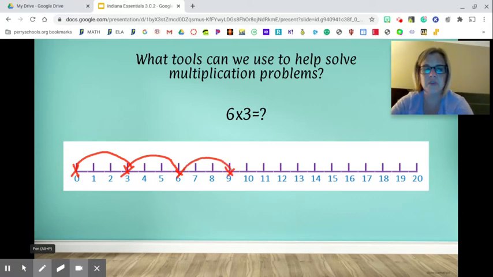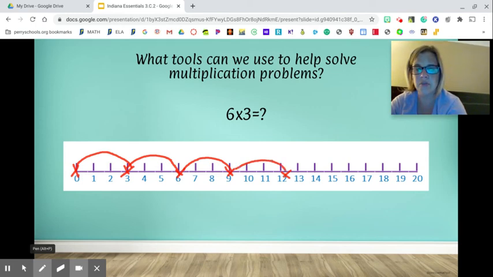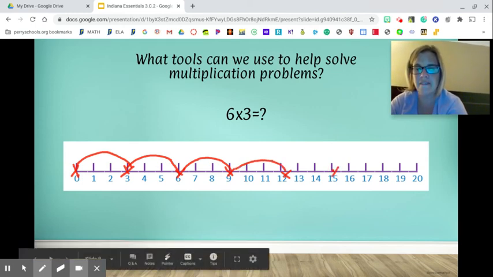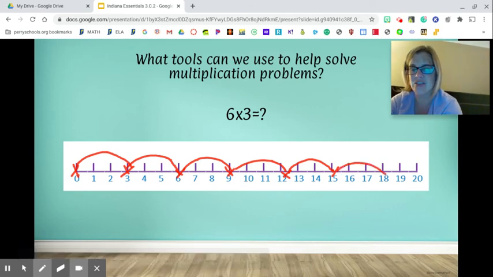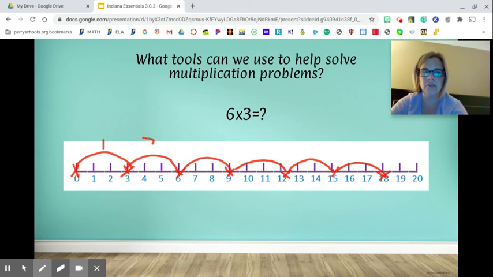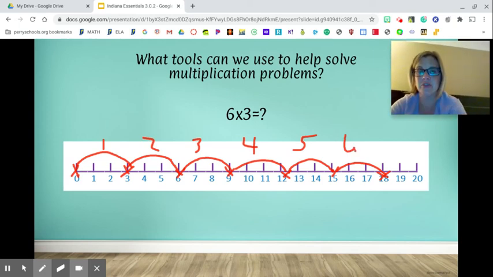1, 2, 3. 3 jumps. 1, 2, 3. 4 jumps. 1, 2, 3. 5 jumps. 1, 2, 3. 6 jumps, landing on 18. So I have 1, 2, 3, 4, 5, 6 jumps of 3 and land on 18. 6 times 3 is 18.